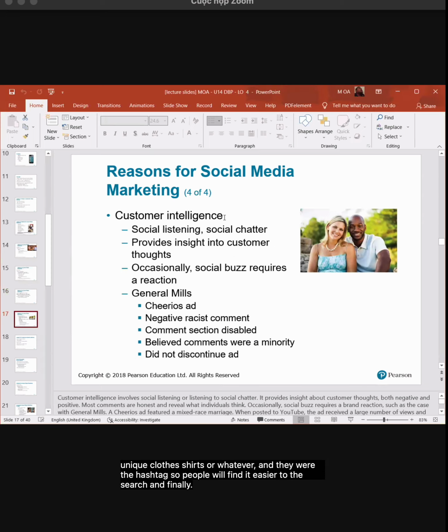Finally, one of the most important reasons why you can use social media marketing would be for customer intelligence. The biggest advantage here is when you are able to do social listening to the comments that people are making on social media. It allows you to get a better idea of what people are feeling and thinking about you. Why? Because normally when you make a survey and you ask people, what do you think about my brand? They are likely to give you an answer that is what they think that you want to hear.